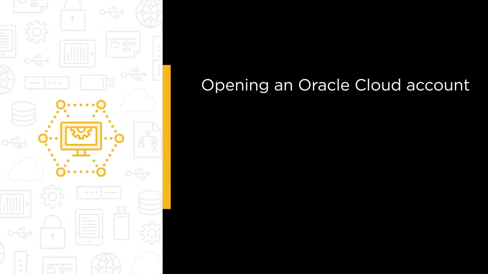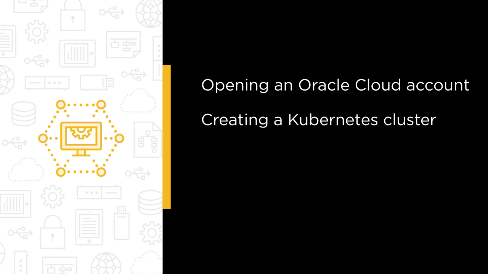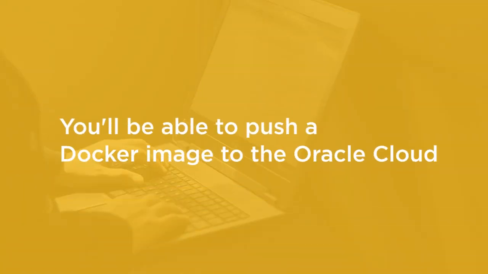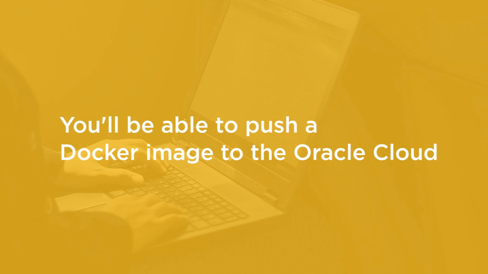Some of the major topics that we will cover include opening an Oracle Cloud account, creating a Kubernetes cluster, pushing a Docker image to the Oracle Cloud Registry, and deploying your app on a Kubernetes cluster. By the end of this course, you will be able to push a Docker image to the Oracle Cloud Infrastructure Registry and deploy that image on the Oracle Cloud Container Engine for Kubernetes.